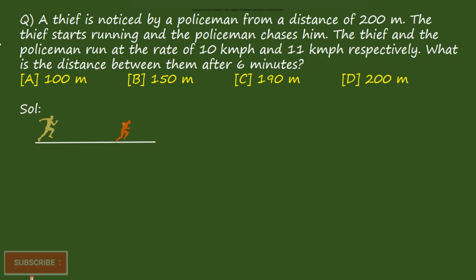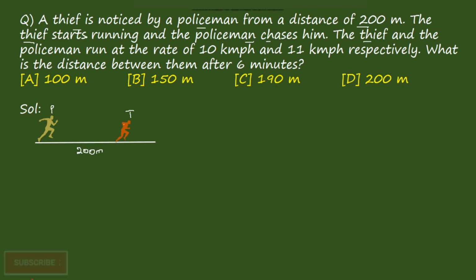First, understanding the question. They're saying that a thief is noticed by a policeman from a distance of 200 meters. If you consider this person as the police and this person as the thief, the distance between them is given as 200 meters. Again, it says the thief starts running and the policeman chases him. Always the police will be chasing the thief, as usual.